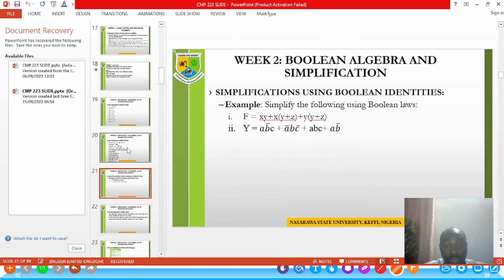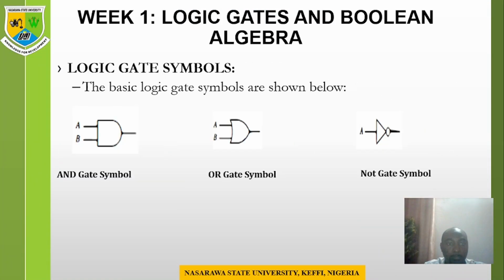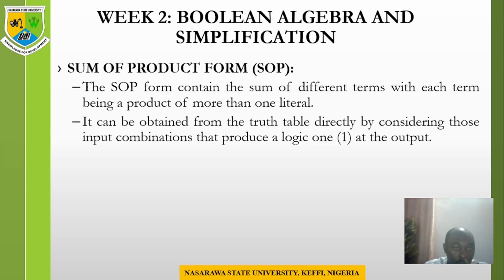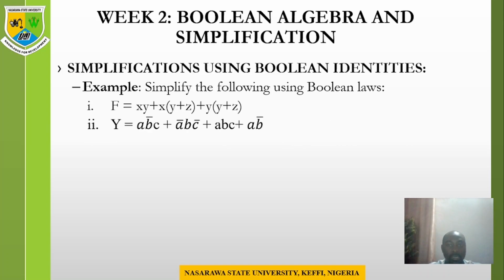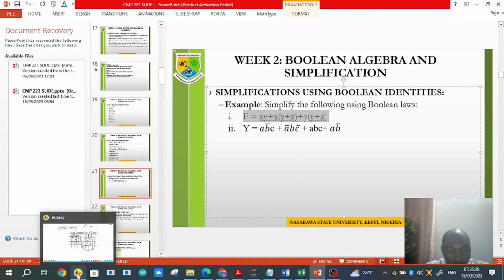So let's move ahead. We'll be looking at simplification using these Boolean identities, right? So for the solutions, let's look at one of the examples that says xy plus x into bracket y plus z plus y into bracket y plus z. So let's see how that can be done. I'm going to copy it to the board so that I show you how it works. So let's go to the board.